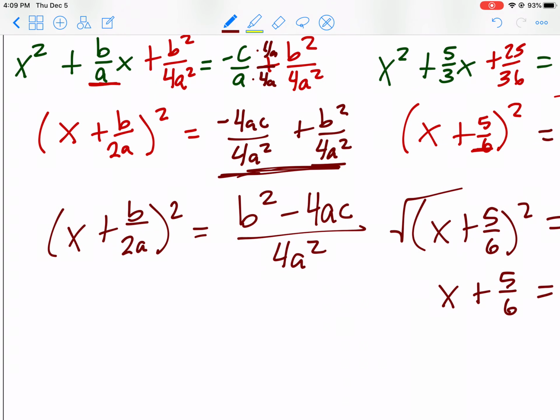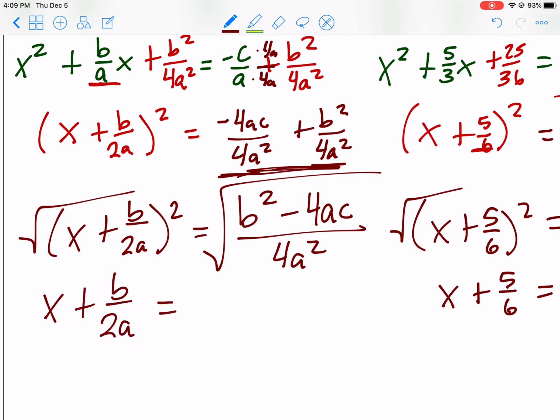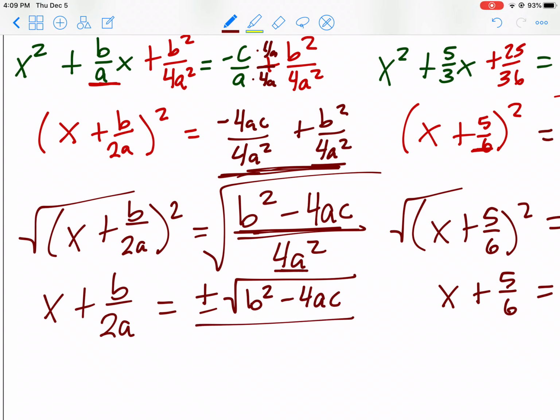Okay, back over to this one. We'll take the square root of both sides. We'll have x plus b over 2a equals. Now our numerator is messy. There's not a perfect square that we're going to use there, so we'll just put the whole thing under the radical symbol. But the denominator, 4a squared, this can be square rooted. The square root of 4 is 2, and the square root of a to the second power is a.